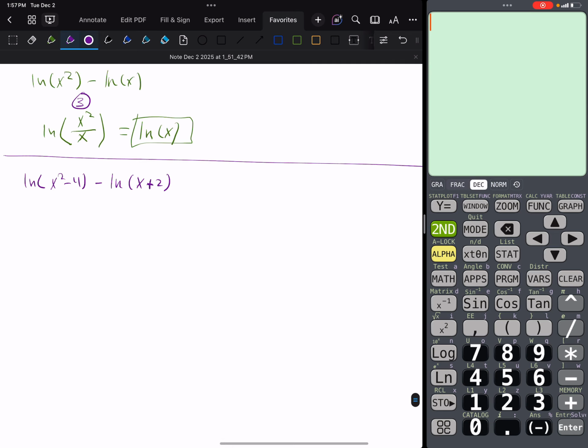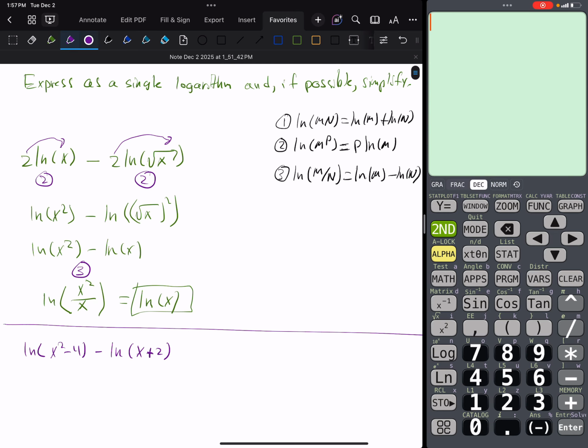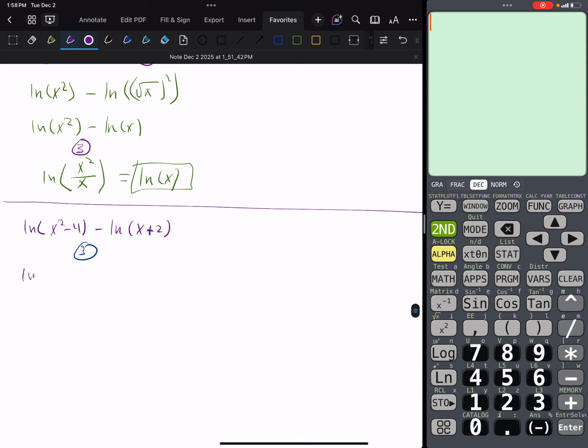Okay, well, if I go back to my rules here, what do I want to do? Well, I've got two logs of the same base with subtraction between them. That looks an awful lot like rule 3 here, because that's two logs with the same base with subtraction between them. So I can combine those. So I can use rule 3 there to combine these two into a single log. What's that going to look like? That's going to look like the natural log of x squared minus 4 divided by x plus 2.